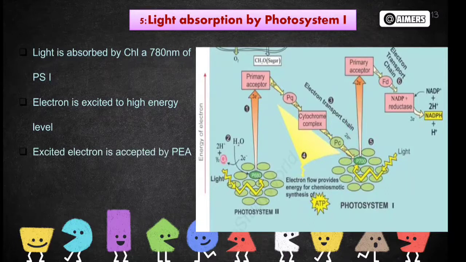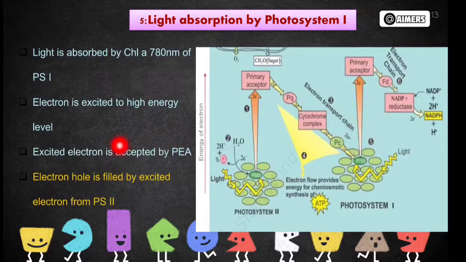The only difference between photosystem I and II is the filling of the electron hole. In photosystem II, the electron hole was filled by the water, while in photosystem I, the electron hole is filled from the electrons which were excited from photosystem II. Two electrons are excited from photosystem II, and similarly two electrons from photosystem I. Similarly, water also provides two electrons.